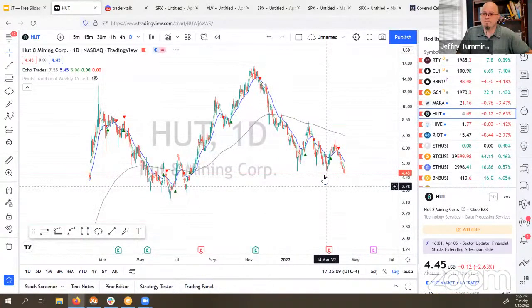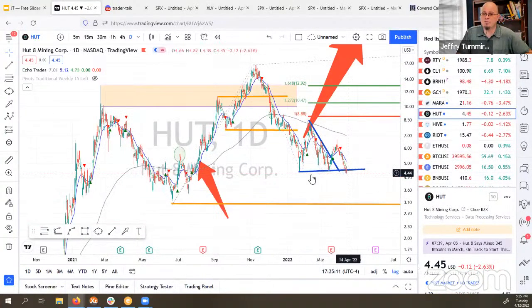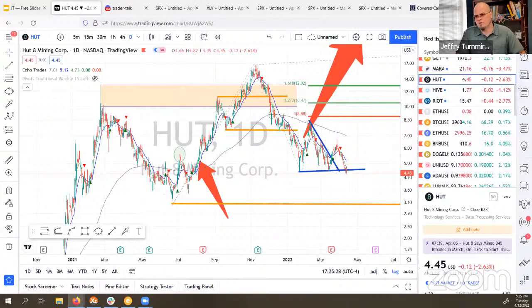Hut making a lower low here, breaking through the trend line. It does have a ways to go to the May, June, I guess it's June low. It's still got a ways to go down. But again, it's highly correlated to the crypto market. So depends on where that one's going. All right, let's see. Starting to see requests all over the place.